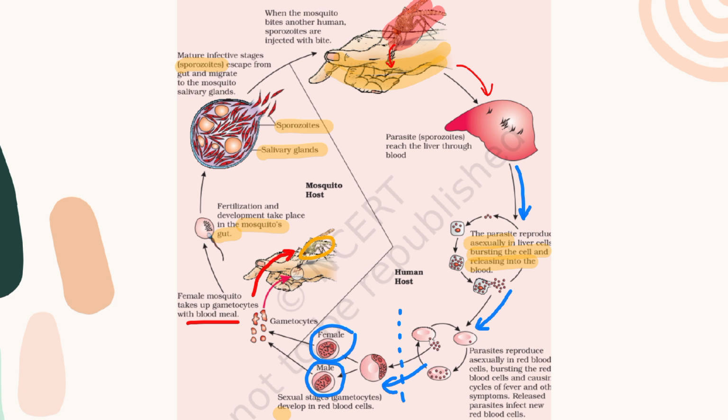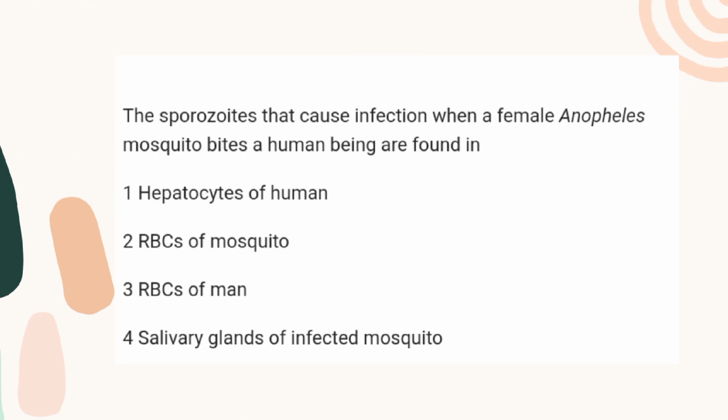Okay, and the chemical released during the rupture of red blood cells is called hemozoin. Let us look at some questions. Okay, the first question. The sporozoites that cause infection when a female Anopheles mosquito bites a human being are found in.